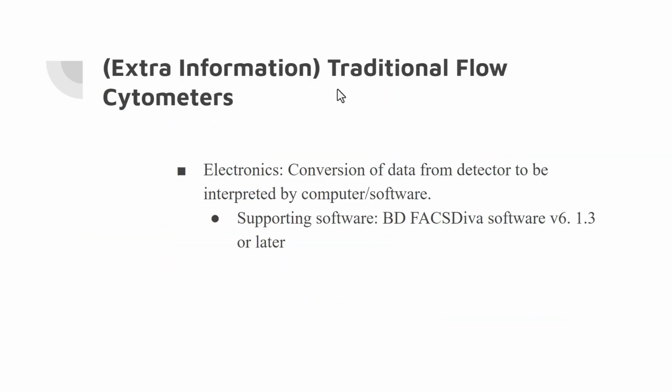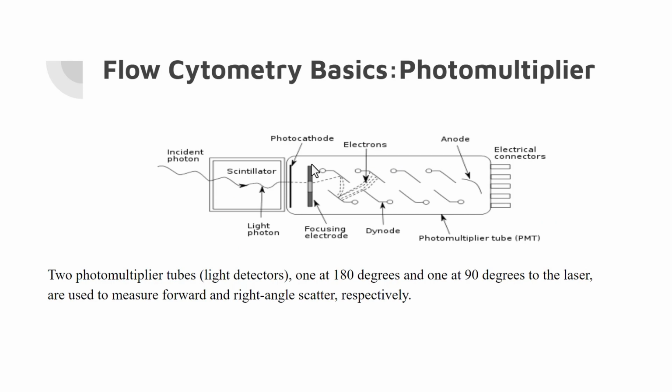So continuing with extra information about traditional flow cytometers, the electronic system is going to serve to convert the data from the detector to later be interpreted by the computer and the software. For the Aria 2, this is the supporting software that is most current. And even though we're talking about some extra information, the basics are the only thing that you're going to be needing to know for the quiz.